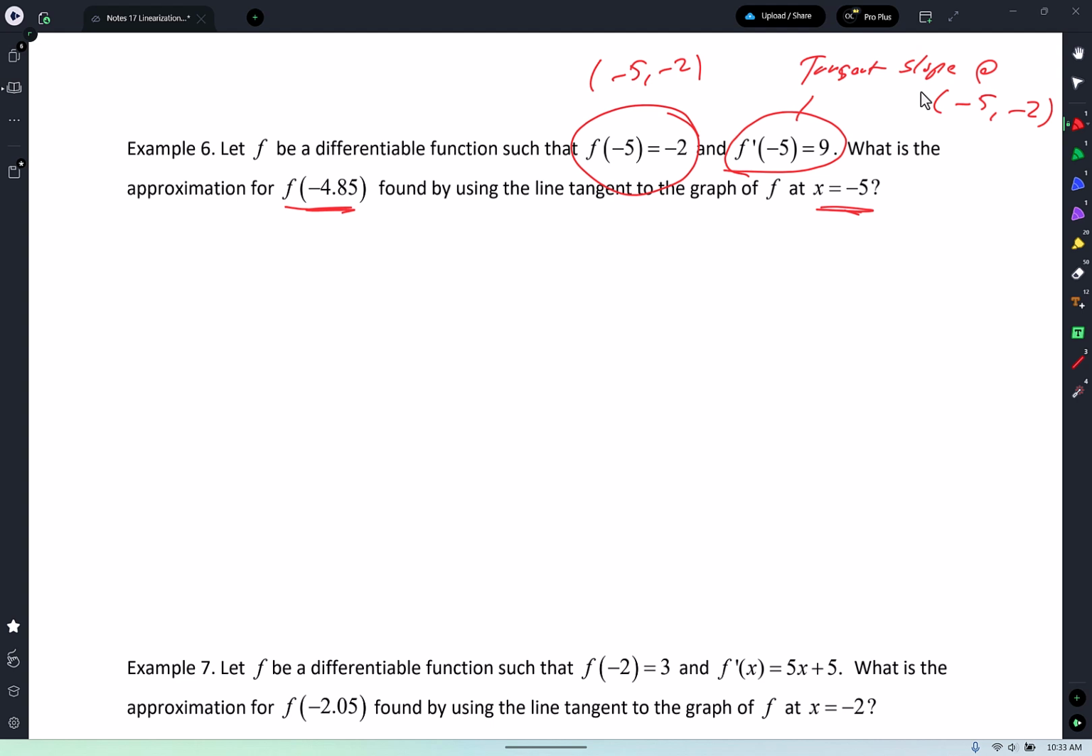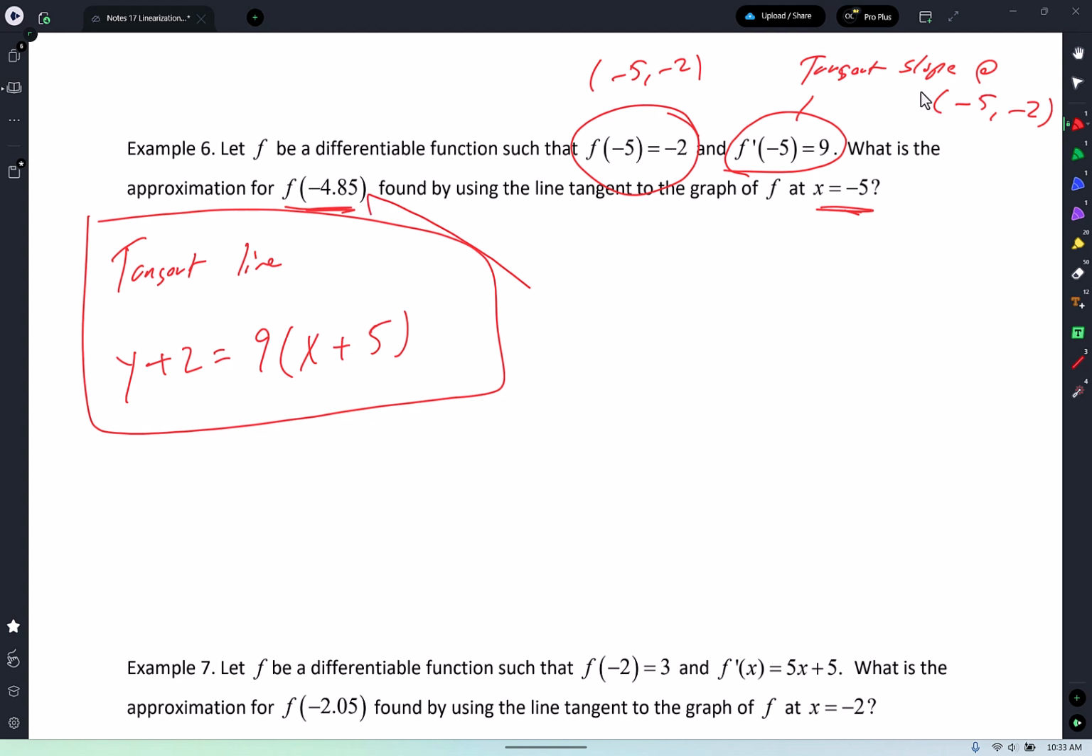So here we go. Tangent line first. I'm going to go y plus 2 equals 9 times (x plus 5). Is everyone okay with that? Okay. Use this tangent line to approximate f of negative 4.85. So f of negative 4.85 is approximately 9 times (negative 4.85 plus 5), minus 2. All I did was move the 2 to the other side.